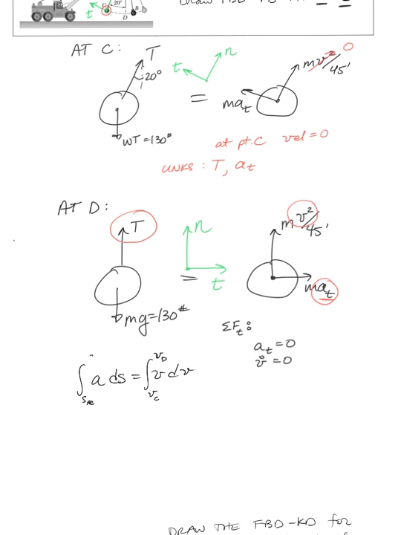Over here we would integrate from s_C to s_D. I have a couple of examples where we'll end up doing that, but the bottom line is you've got 3 unknowns and 2 equations, so we're going to need another kinematic equation here.